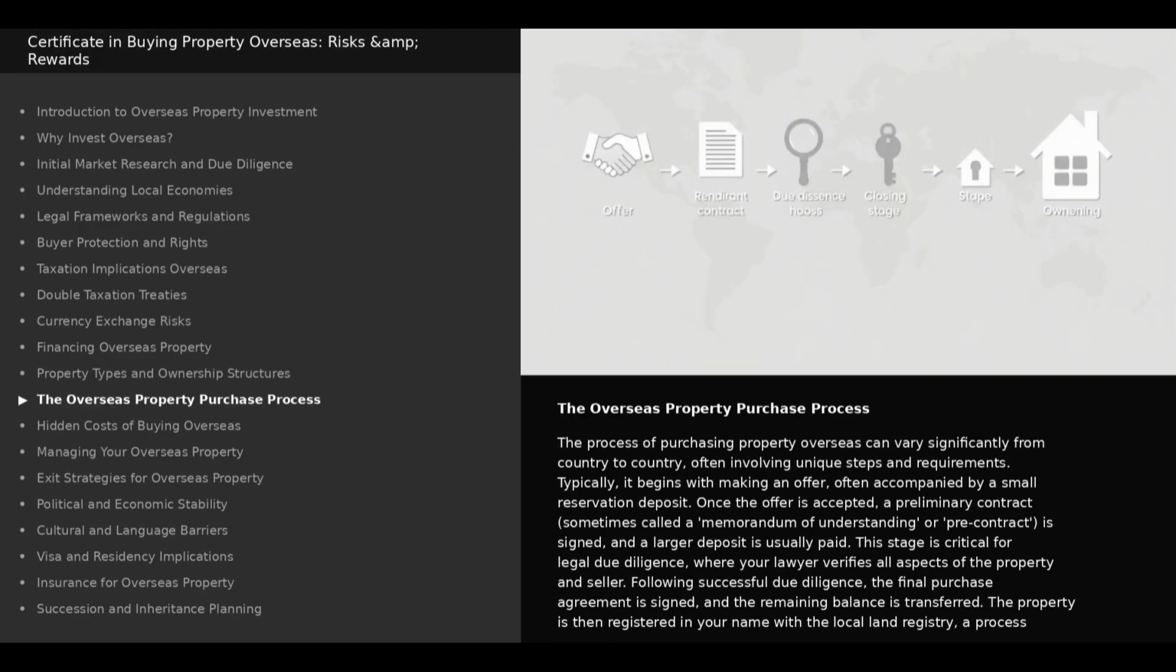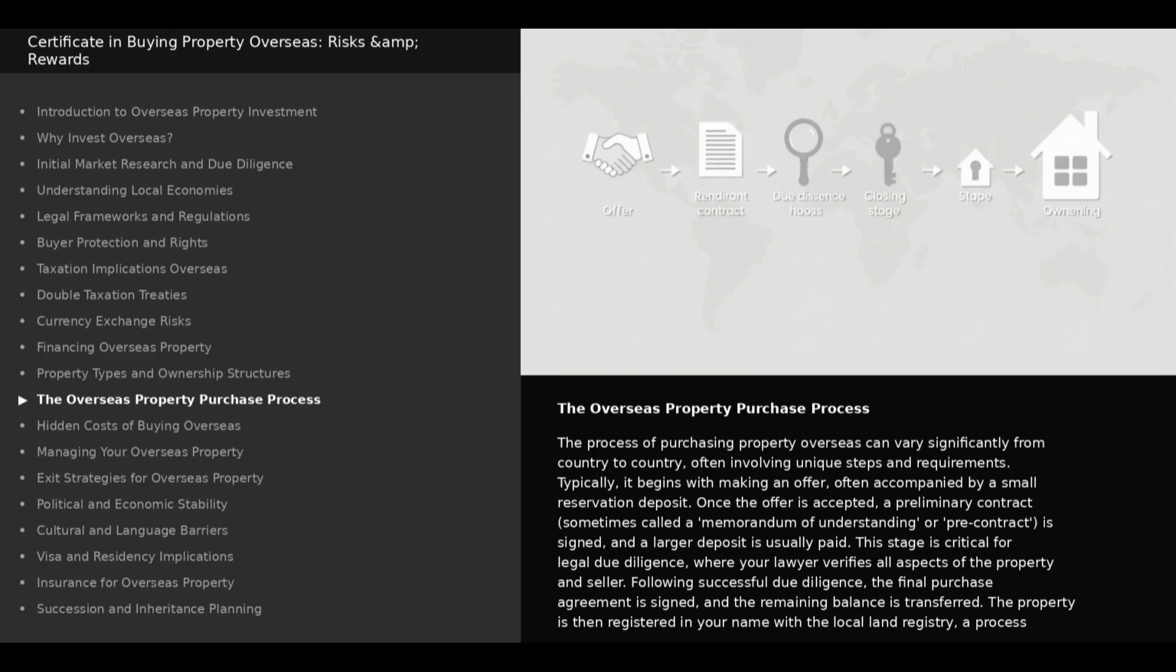The overseas property purchase process. The process of purchasing property overseas can vary significantly from country to country, often involving unique steps and requirements. Typically, it begins with making an offer, often accompanied by a small reservation deposit. Once the offer is accepted, a preliminary contract, sometimes called a memorandum of understanding or pre-contract, is signed, and a larger deposit is usually paid.